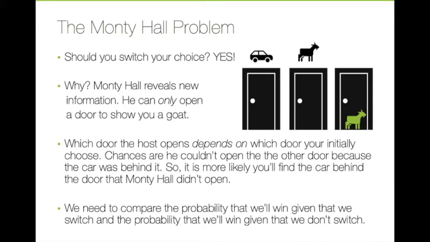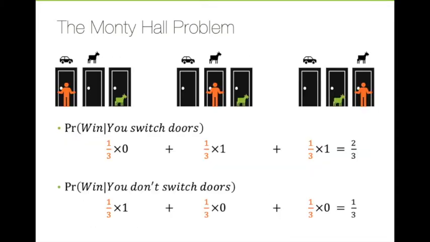We need to compare the probability that we'll win given that we switch to the probability that we win given that we don't switch. So we're going to now look at the reasoning that shows we're more likely to win by switching. We're going to show the reasoning for the Monty Hall problem in the situation where the car is behind door 1.